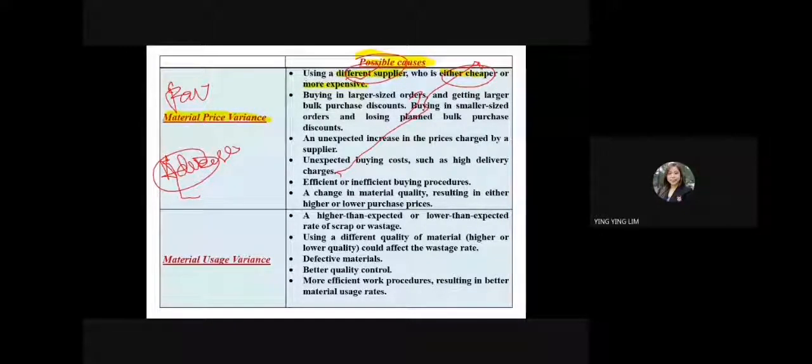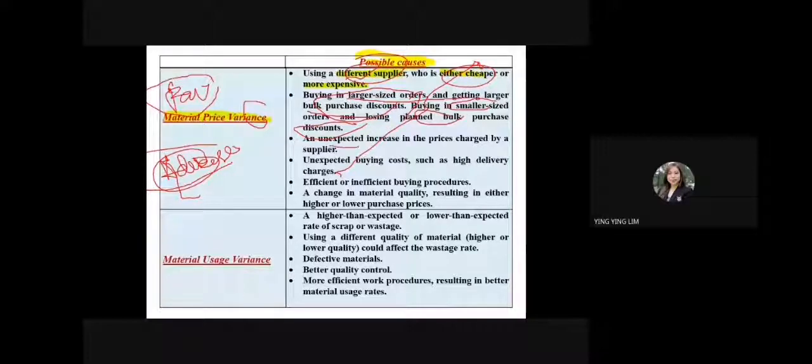Or you can use a point like buying in large size orders and getting a larger bulk purchase discount. If you buy a large size order and get a bulk purchase discount, meaning that the actual price you are paying is cheaper than the price you have set, the variance you get may be favorable. So if you get favorable, maybe you want to use this to talk about the causes. Or vice versa, if it is adverse, meaning in actual you are paying more, why are you paying more? Maybe the company buys in smaller size orders and loses the bulk purchase discount.